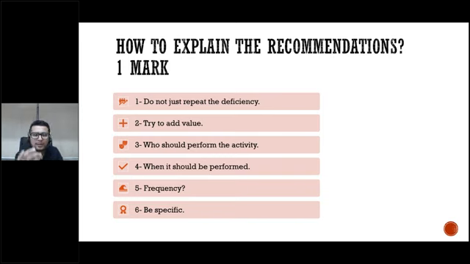Whenever you are going to attempt a question on recommendation, read your recommendation. Have I added something in it? Have I just rewritten the deficiency, or have I added something in it? How to add value? You should mention who should perform the activity, when it should be performed, on a regular basis, on a fortnightly basis, on a monthly basis, some senior official. So by these wordings you can add value to your answer. Is this clear? How to explain recommendation for 1 mark? Is this clear?